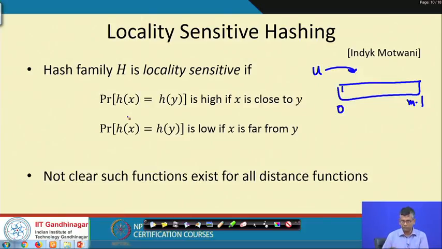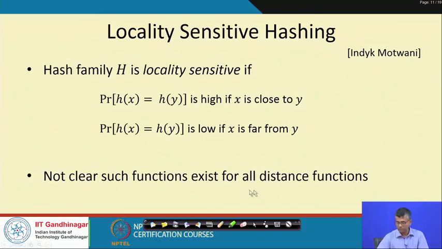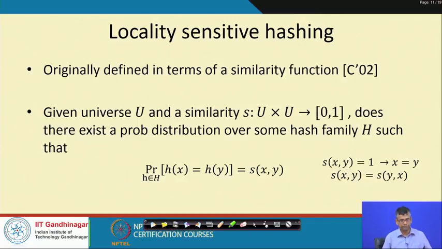That is the first thing that we will see: not only do such hash families exist, it is very easy to create them, it is not very hard, and that is a clever trick.